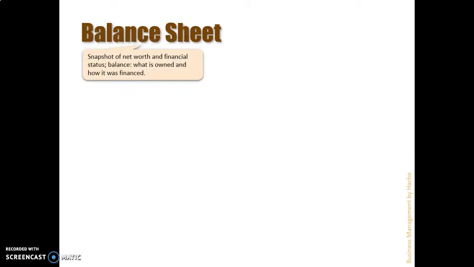The balance sheet is a snapshot of the net worth and the financial status of a business at a certain point, usually at the end of the accounting year. So it shows you, in a nutshell, how much the business is worth, okay, in money, but it also shows you a balance between what is owned by the business and how that what is owned was financed, okay. It also includes the liabilities, the debts, or what the business owes.